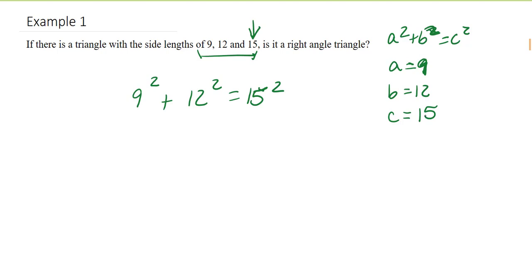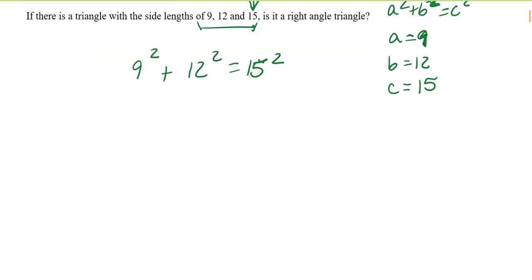That's really important. Then all we have to do is solve this to see if the two sides are equal, and then we can figure out if this is a right angle triangle. So 9 squared, what's that? Well, that is 81, plus 12 squared. 12 times 12 is 144. And then 15 squared is 225.